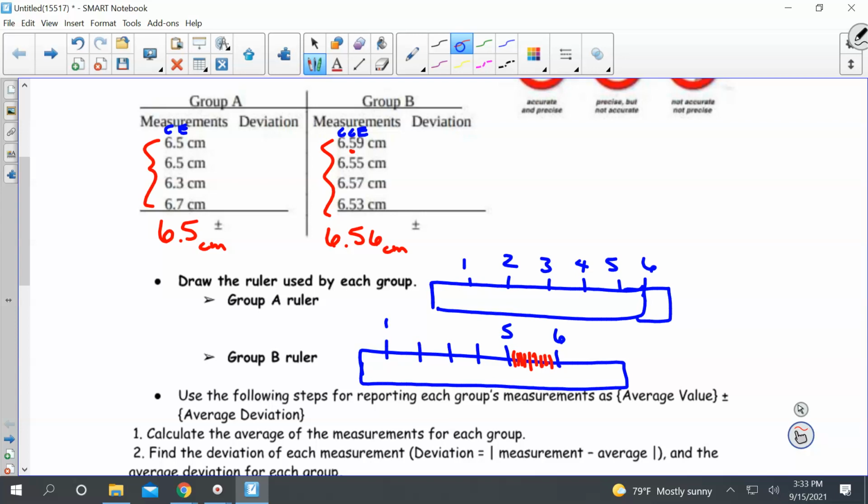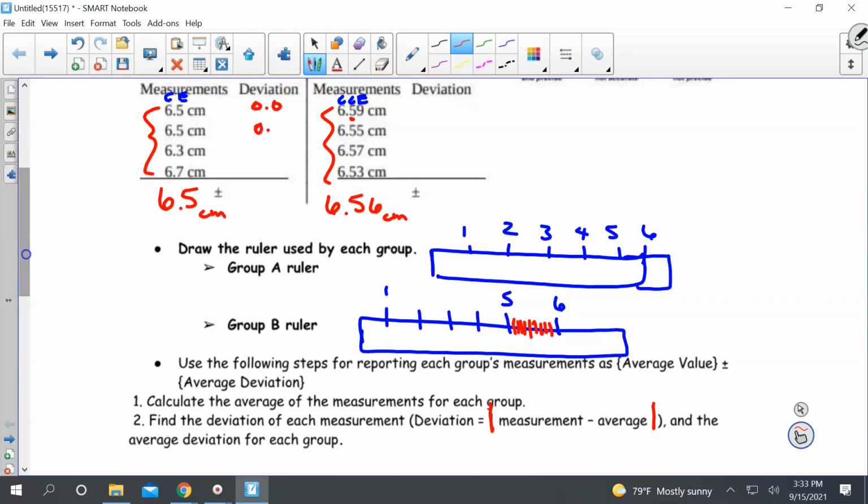The next thing we want to do is find the deviation of each measurement. To find the deviation, we're going to use absolute value here. We're just going to take the measurement, which was 6.5, minus the average, which was 6.5. So the deviation for this one would have been 0. They did not deviate anywhere from the average. The next one is also 0 deviation. So remember, this is absolute value. On the next one, if I take 6.5 minus 6.3, I have 0.2 deviation. And on the next one, 6.5 minus 6.7, its absolute value is another 0.2 for deviation.